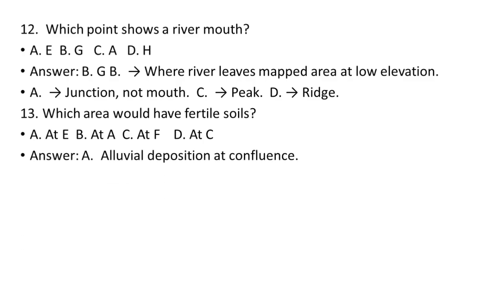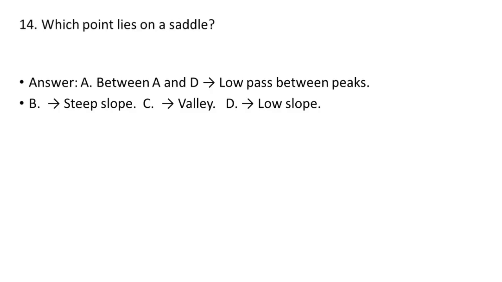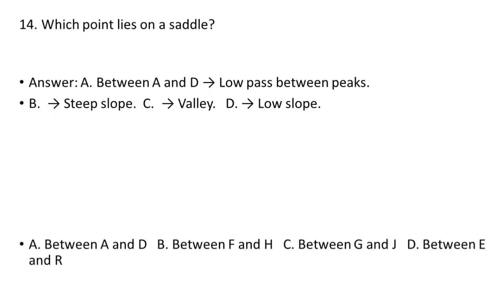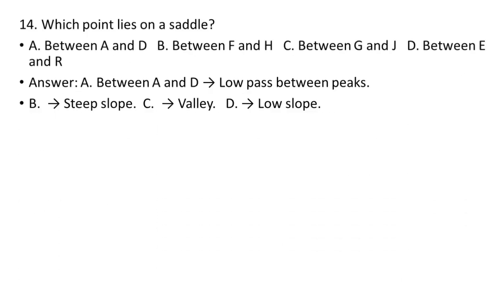So at point E. Peak has shallow rocky soil. Steep slope soil is eroded and spur soils are thin. Point C is spur. So soils are thin. Question number 14. Which point lies on a saddle? What is saddle? Saddle is a low-lying land between two highlands.